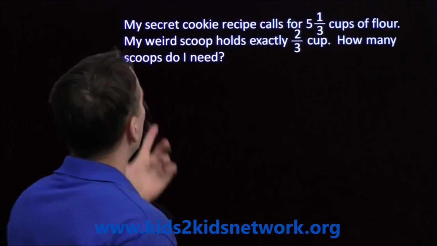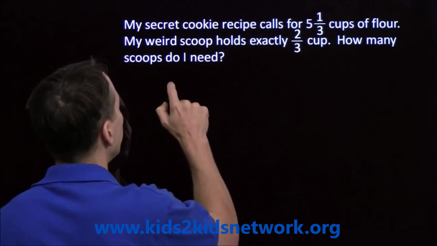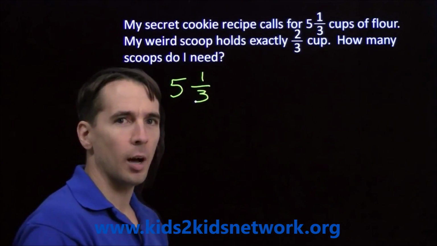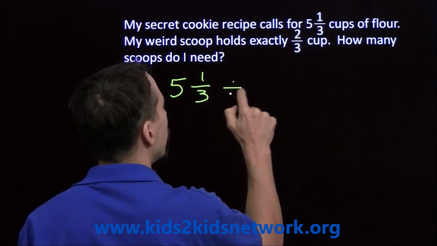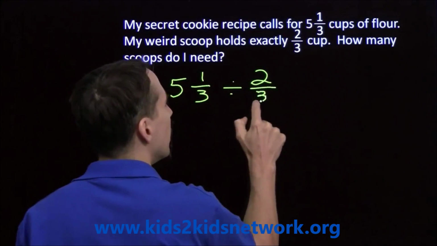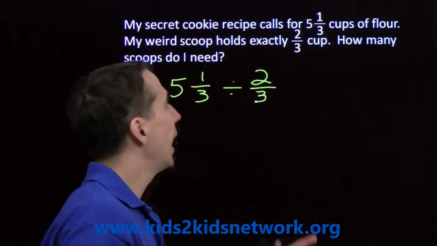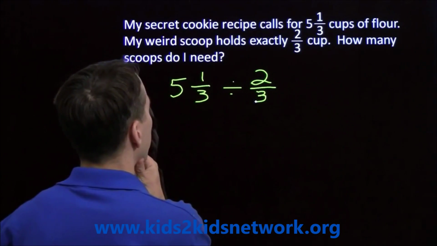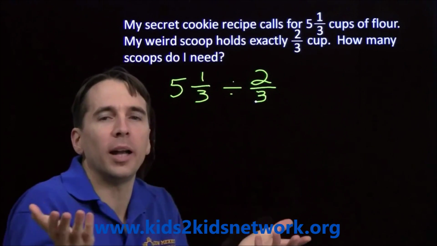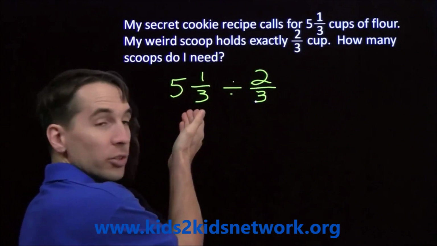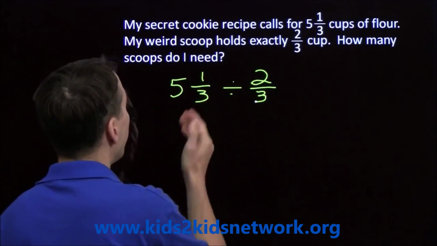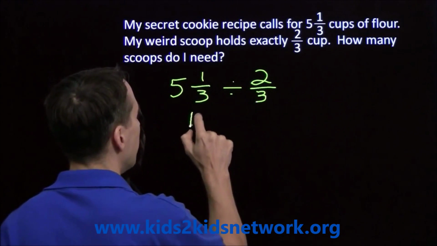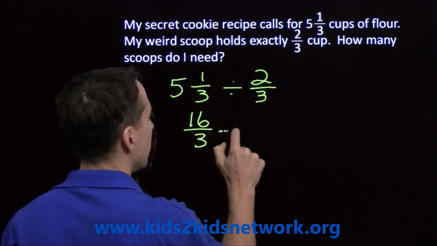So now we can come back here and we know what to do. We need 5 1/3 cups total. Each scoop is 2/3 of a cup. So I need to divide by 2/3 to tell how many scoops I need to use to make my 5 1/3 cups. And how do I divide? Right, we know how to divide with fractions. And we know how to turn this mixed number into a fraction. 5 1/3, well, 5 is 15 thirds. Add on the 1/3, that makes 16 thirds.